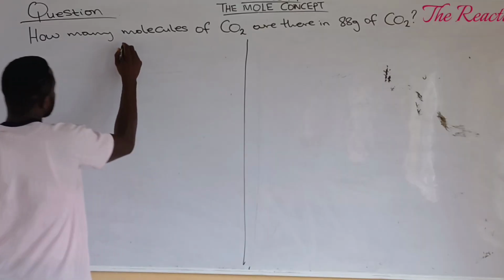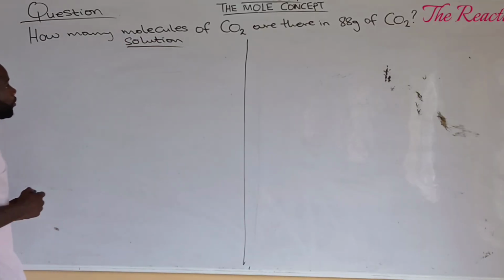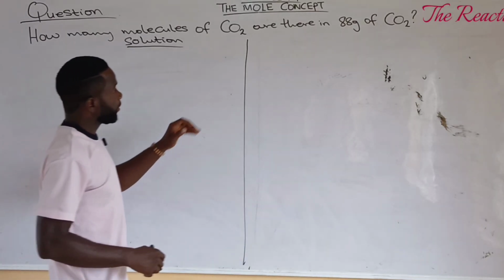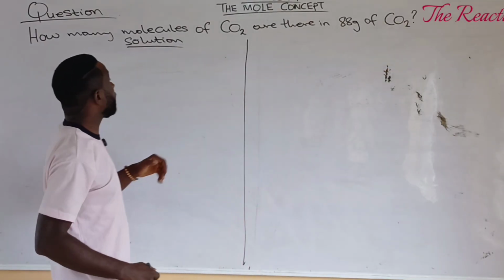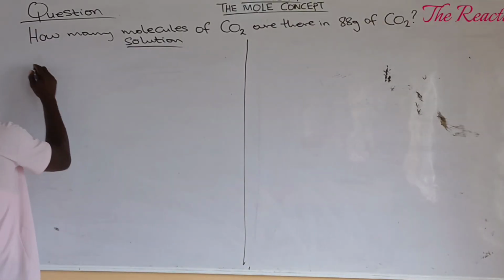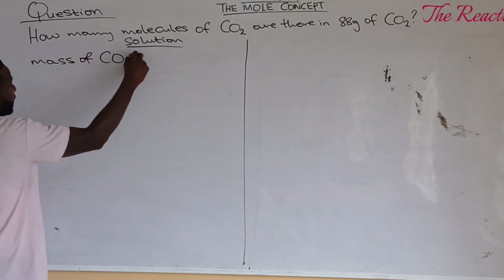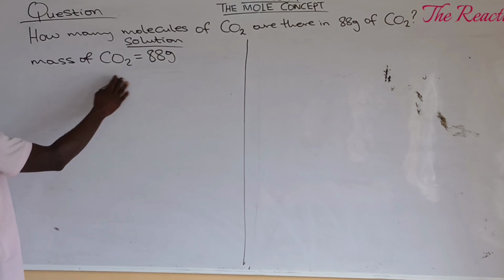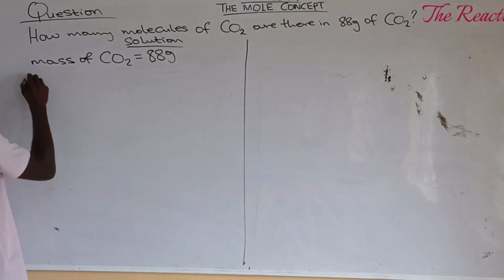To solve this particular question, we need to first of all know the number of moles that 88 grams of carbon dioxide corresponds to before we can find the number of molecules. So, according to the question, the mass of carbon dioxide is 88 grams. We need to get the number of moles. To do that, we must find the molar mass.